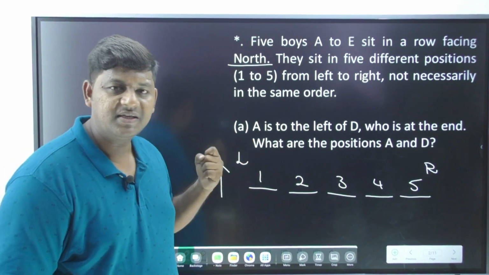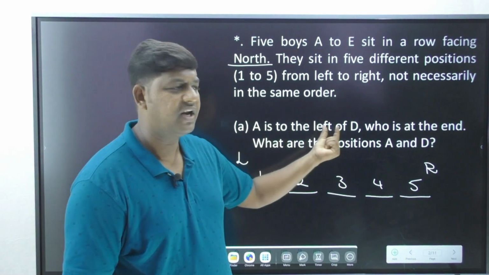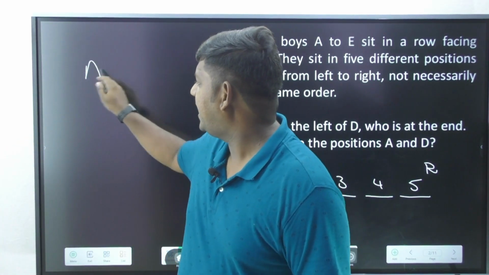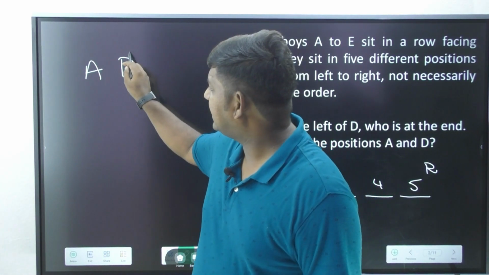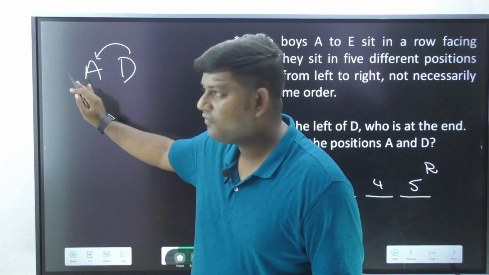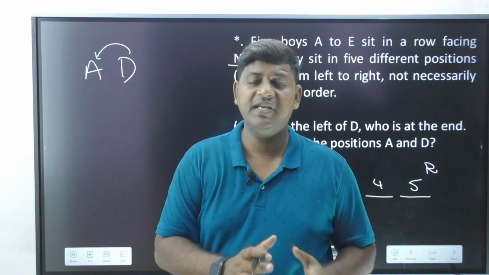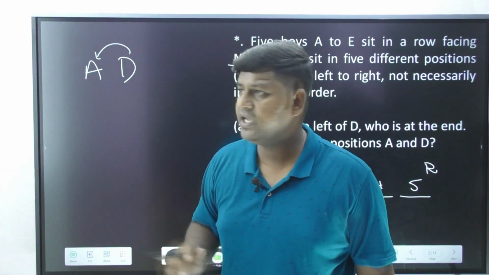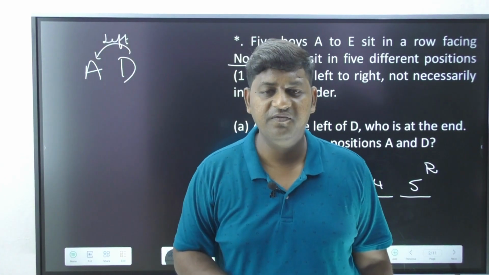Now a condition is clearly given. What is condition A saying? A is to the left of D. A is left of D. So please understand, A is left of D, or D is right of A. Always understand the information from your right side person's point of view, not from the left side person's point of view. It is not that D is sitting on A's left side. It is A who is going to be sitting on D's left side. So please make sure you always remember this information.